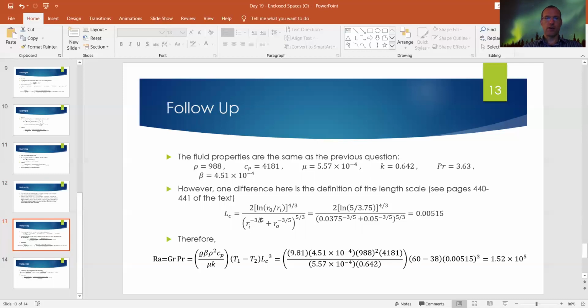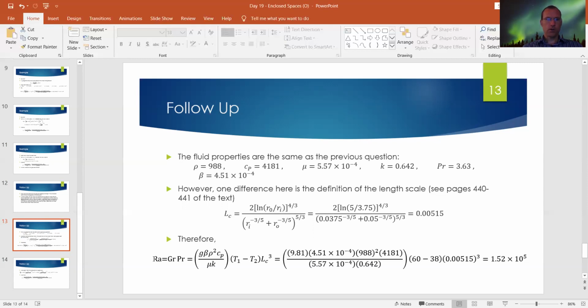inner radius to the -3/5 plus outer radius to the -3/5, that whole thing to the 5/3 power. So plugging in all our numbers in this case, at an outer diameter of 10 centimeters, so radius is 5, inner of 7.5 centimeters, so again, radius is 3.75 in that case. So just plug all those numbers in. Gives me a length scale of 0.00515. This will be in meters, so that is an actual length in meters.